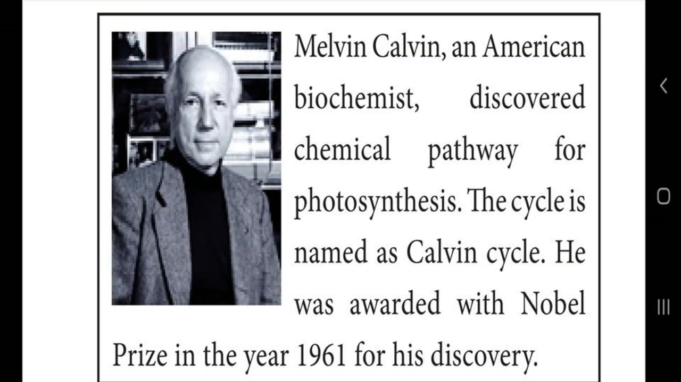The next one is Melvin Calvin. He is an American biochemist who discovered the chemical pathway for photosynthesis. The cycle is named the Calvin cycle. He was awarded the Nobel Prize in the year 1965 for his discovery.